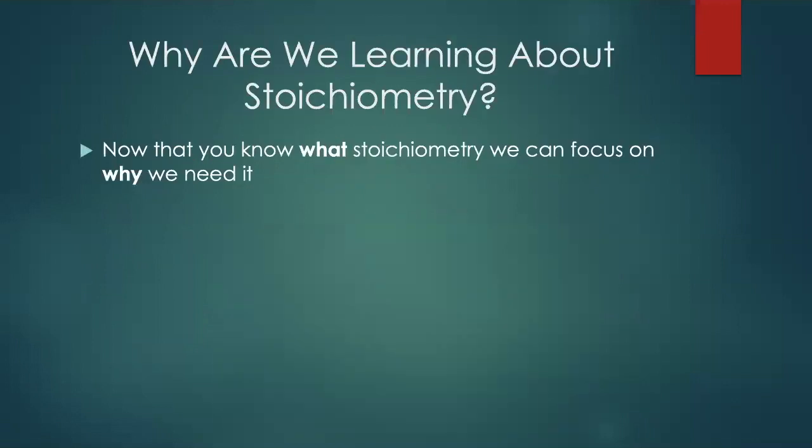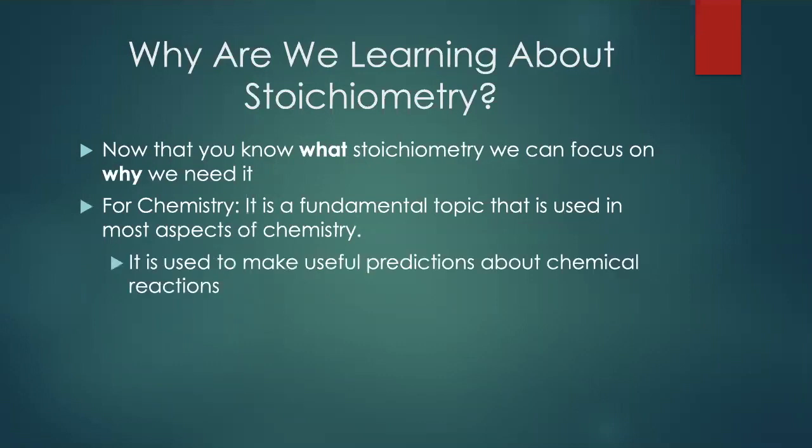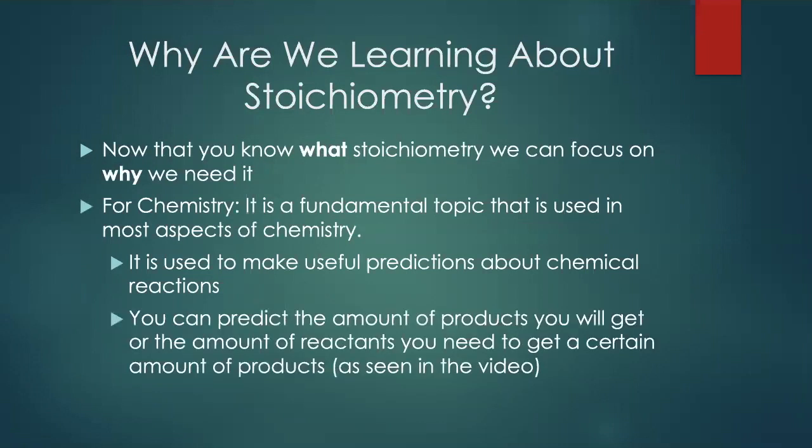So why are we learning about stoichiometry? Now that we know the what, we can focus on the why. It is important to know why we need it so that we can place a certain amount of importance on the subject. For chemistry, such as in this class, it is a fundamental topic that is used in most aspects of chemistry. It is used to make useful predictions about chemical reactions. So basically, you can use it to predict the amount of products you will get or the amount of reactants you will need to get a certain amount of products.